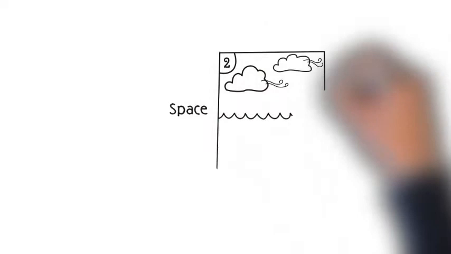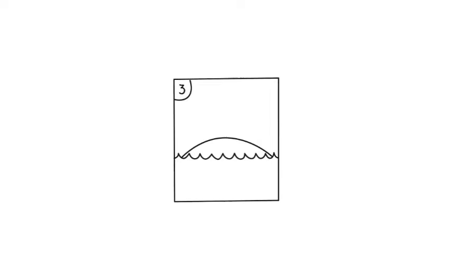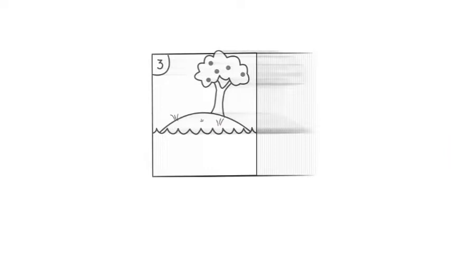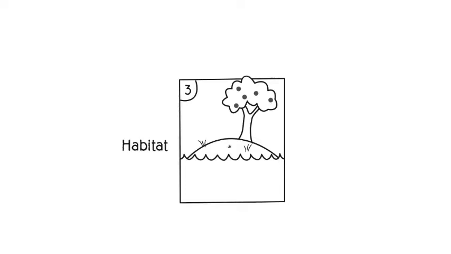On the third day, God creates the dry land and the vegetation. Let's make an island in the sea with a simple curve. A tree and a few blades of grass will represent the vegetation. Let's write habitat to the side. The dry land and vegetation will provide a home for animals and eventually for humans.